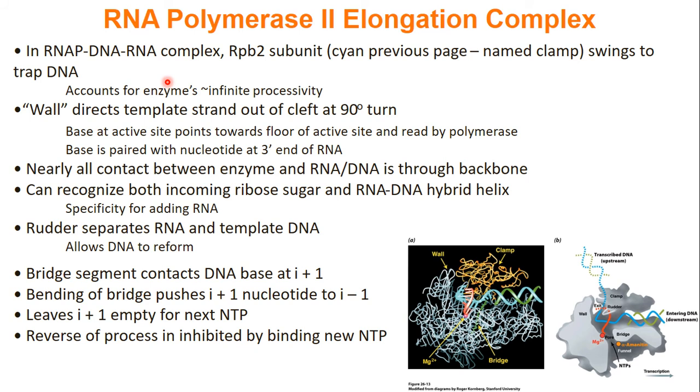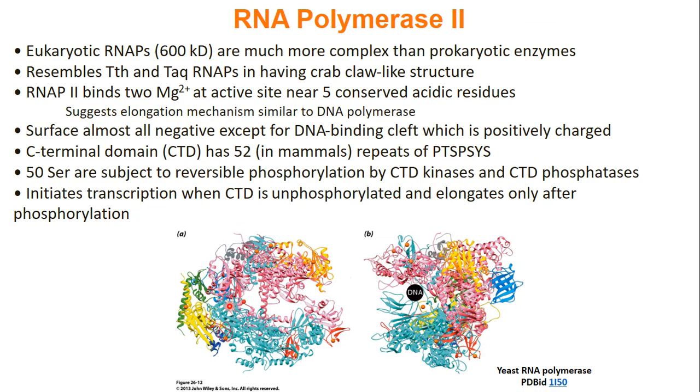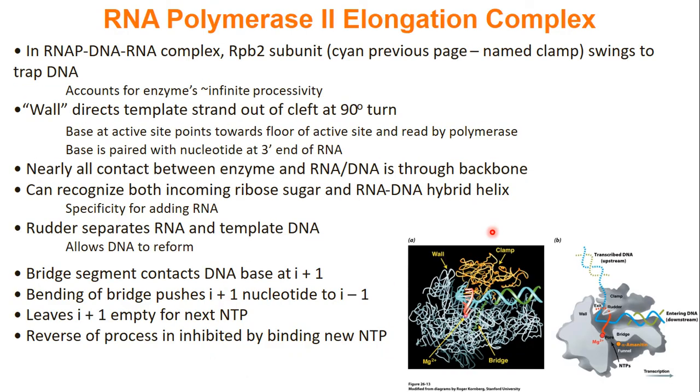Right, so let's look at the elongation complex now. So when the RNA polymerase has both DNA and RNA bound, our RPB2 subunit, which is the cyan subunit, swings in and closes across the DNA. So the DNA can't leave the RNA polymerase. We can still move along the DNA, but we can't dissociate from the DNA. So this is why in experiments we see this enzyme more or less has infinite processivity. It'll never fall off until given the command to do so.